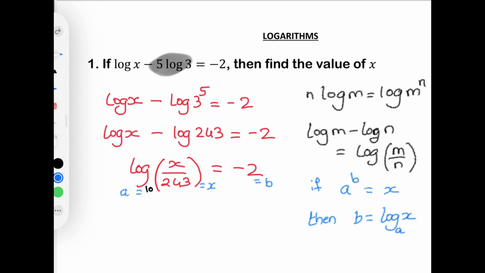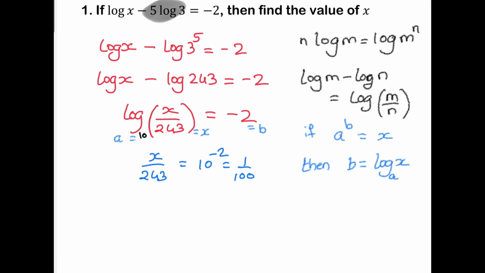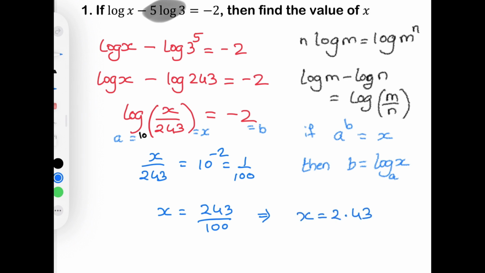Which is 1 upon 100. So on cross multiplication, we get x equals 243 upon 100. That means x is equal to 2.43, and that is the answer for this question.